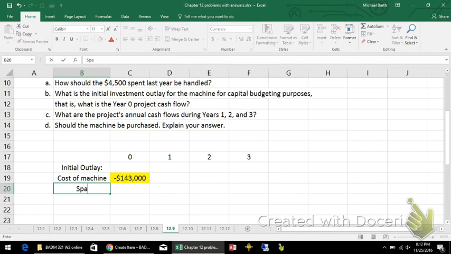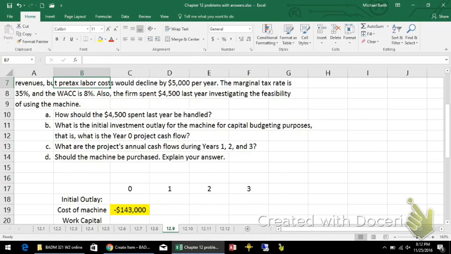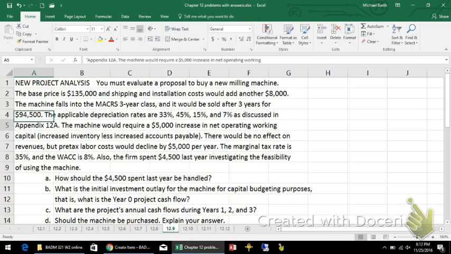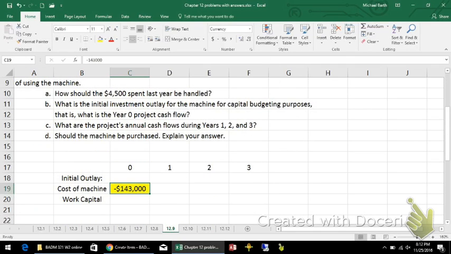The working capital, there's a $5,000 increase in working capital, and those are my initial investments.